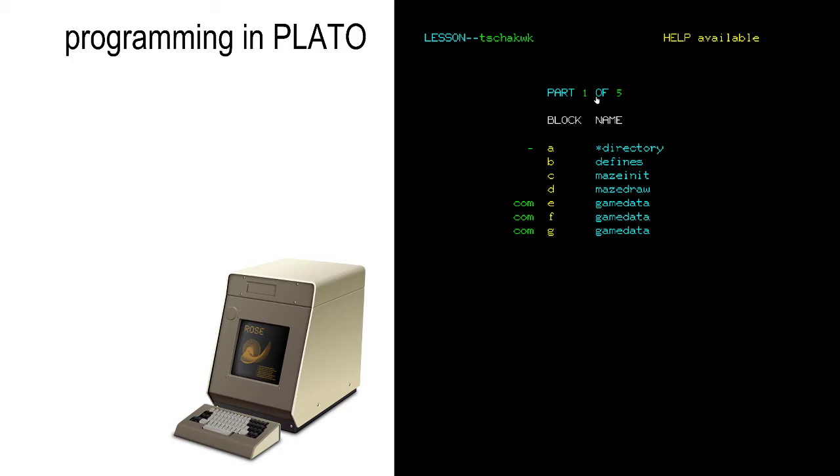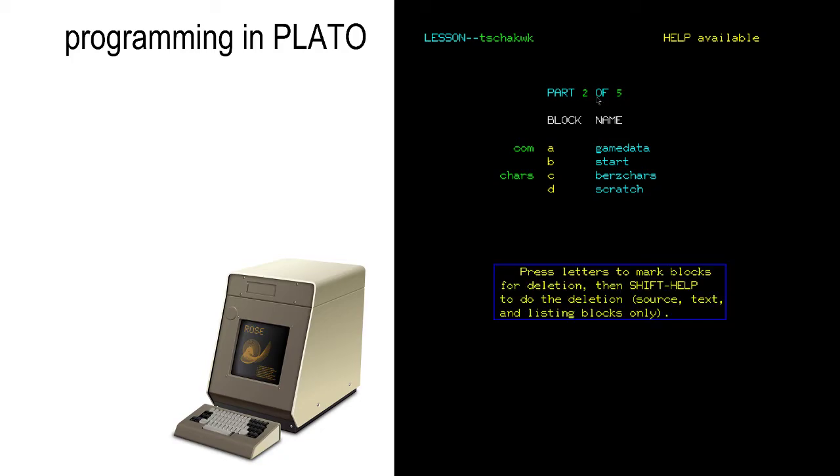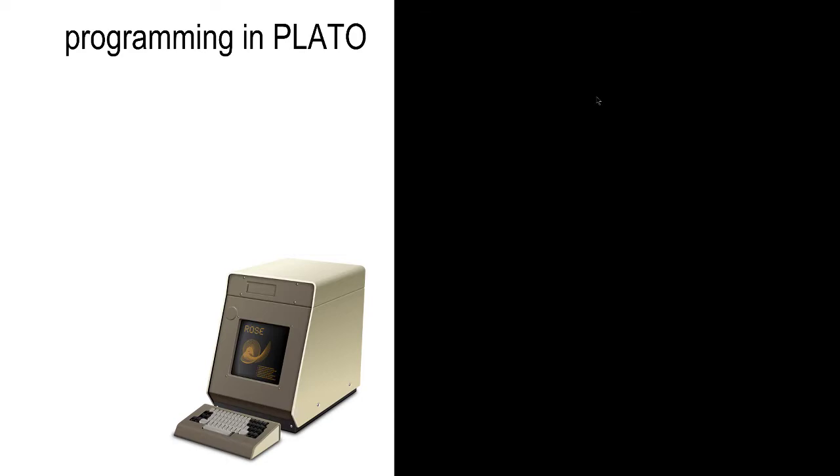And you kind of get a good idea of what it takes to actually edit a piece of code here. So I'm actually going to go over here to Scratch, and I'm going to delete this particular block. Shift Help is the canonical way to delete something on PLATO. So you press the letters of the blocks you want to get rid of. I want to get rid of block D here. And finally you hit Shift Help again, and that block is now gone.